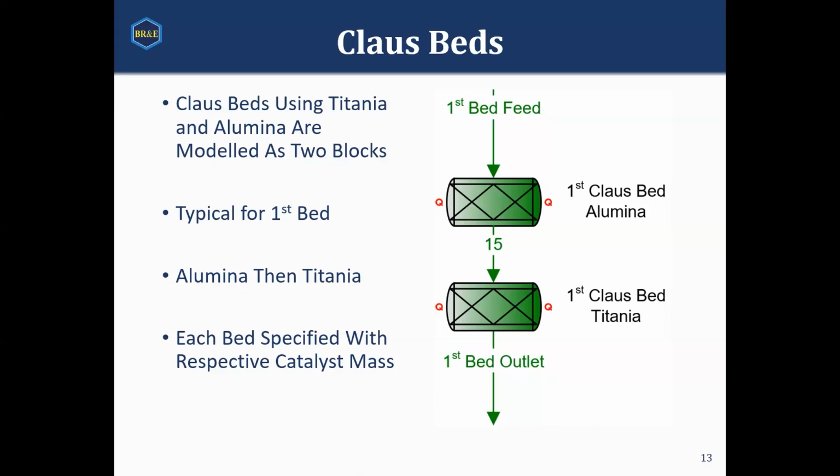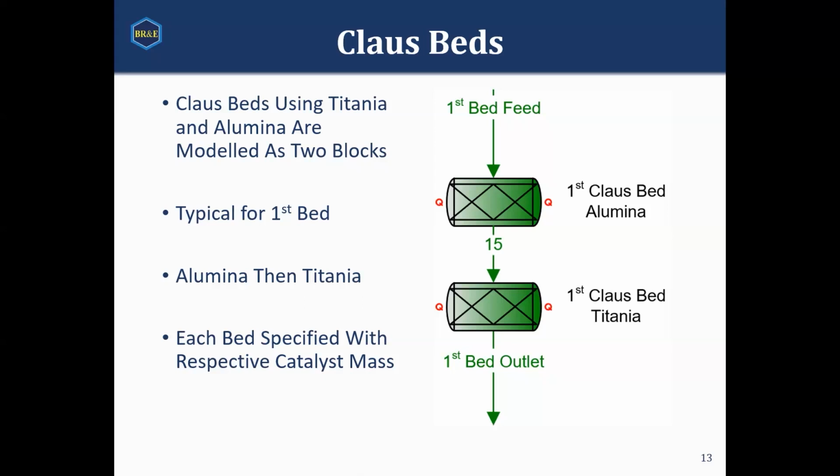I did it like this in this drawing because typically it's the alumina, then the titania. The alumina conversion that occurs for the first bed feed helps heat everything up. This is an exothermic reaction, right? These Claus conversion reactions are exothermic, so the more conversion that happens, the hotter the environment should get. And the hotter the environment gets will actually help with COS and CS2 hydrolysis.